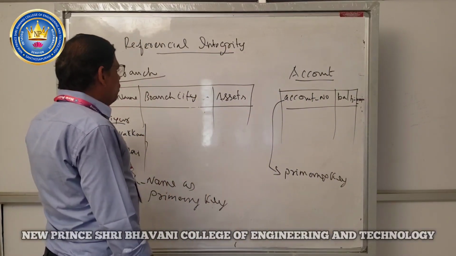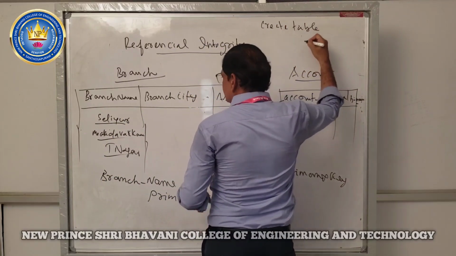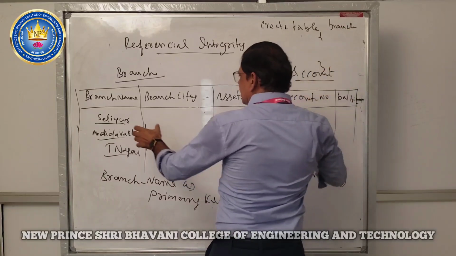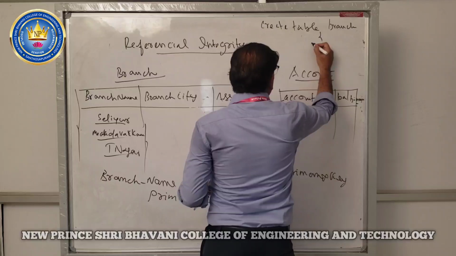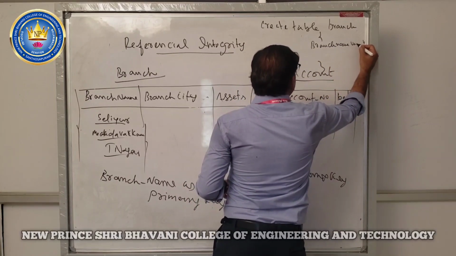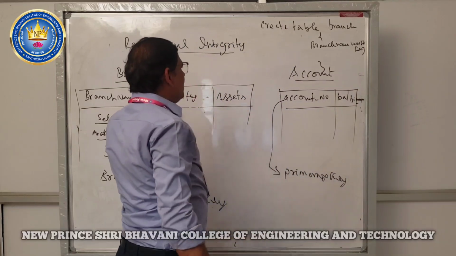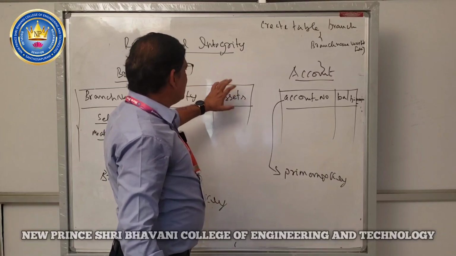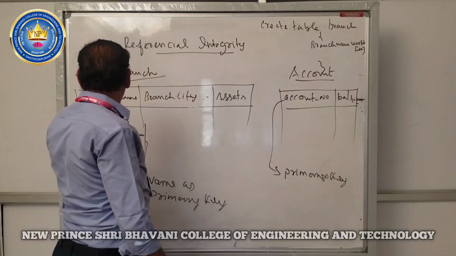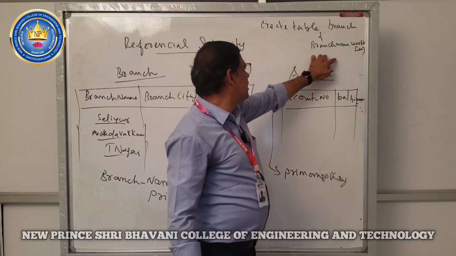So for that, when we create the table, create table branch, each field, branch name, should be a string, so varchar 20. Likewise, branch city is varchar, and assets can be set as an integer. But while creating the table, we have to set this field as the primary key. That also we have to mention here.